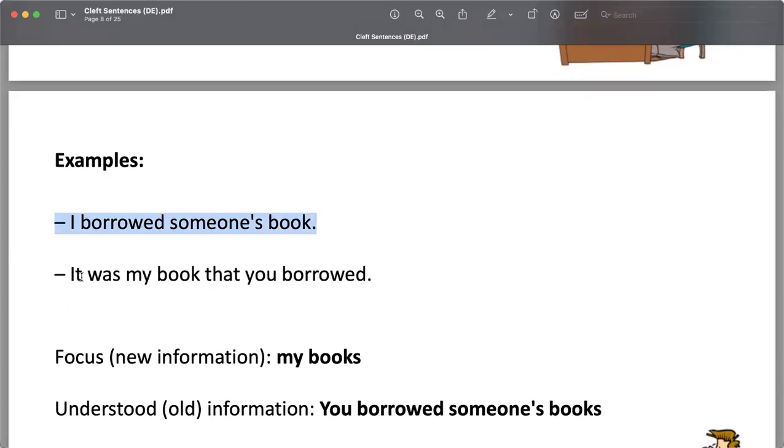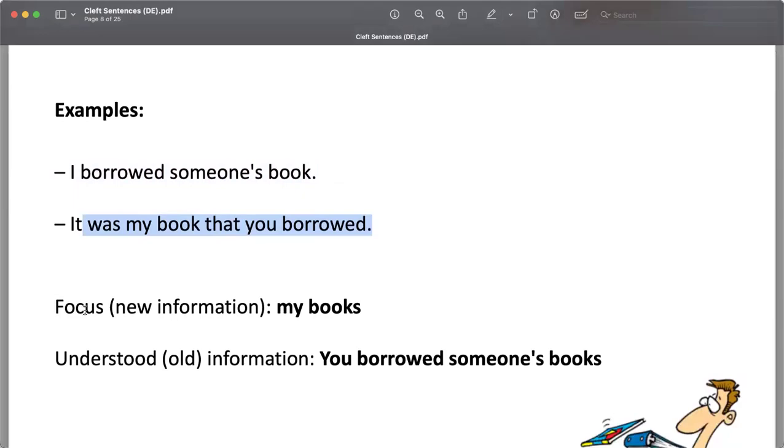So it was my book that you borrowed. Focus is the new information, which means the new information is my book. Next, the understood information: you borrowed someone's book. So this is what we have to identify from here. I borrowed someone's books. It was my book that you borrowed.